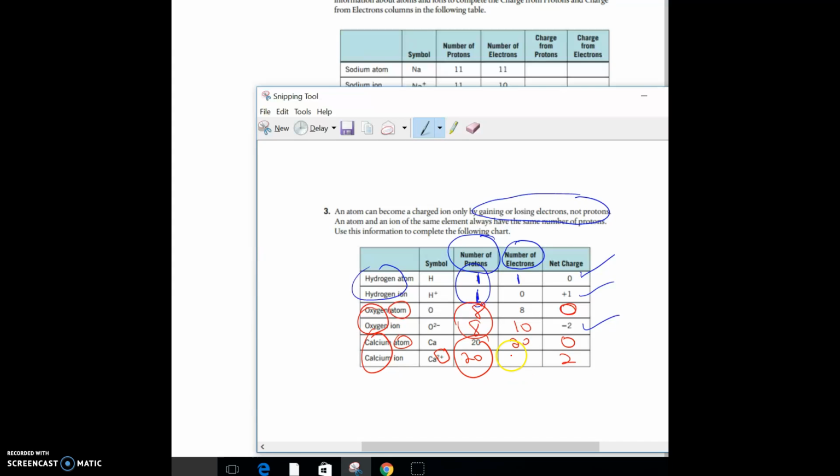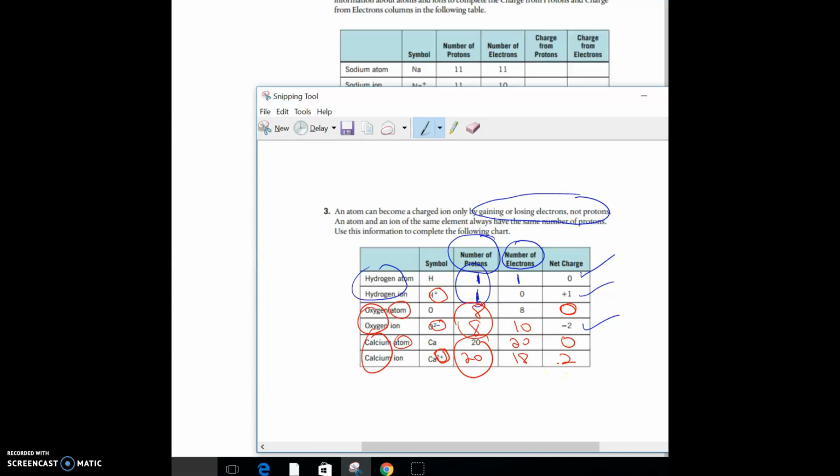But I need more positive. So some of the negative things are going to go away. So I have positive left. So if you look in this corner, that 1 means a net charge of 1. That 2 means a net charge of 2 because it has a negative after it. And then 2 positive means net charge of 2 positive.